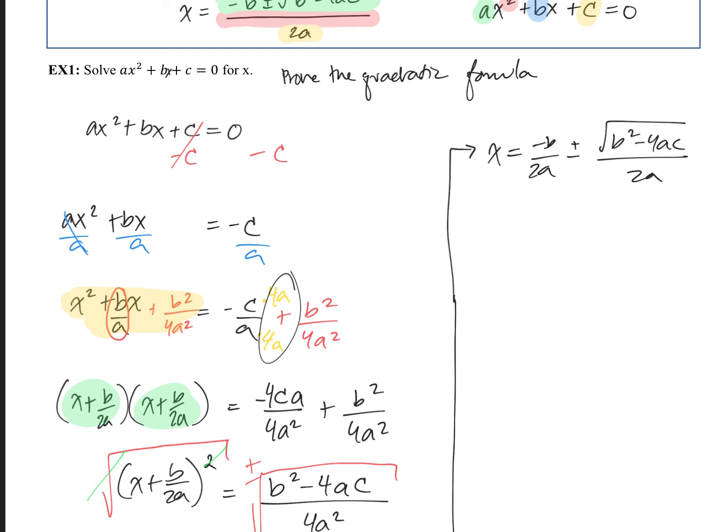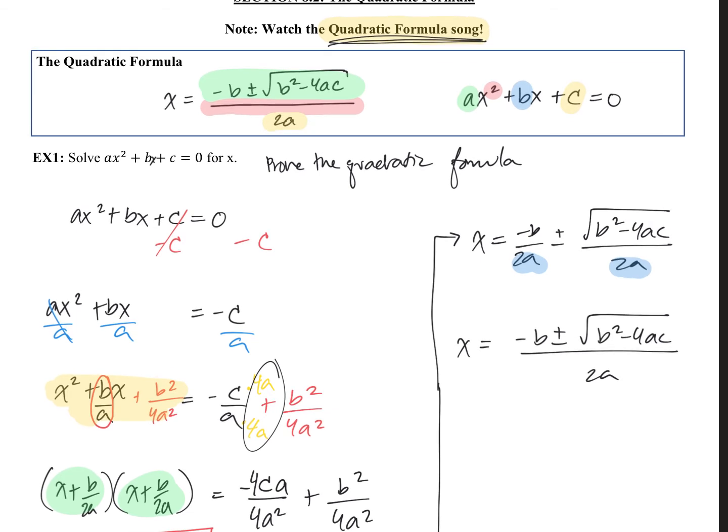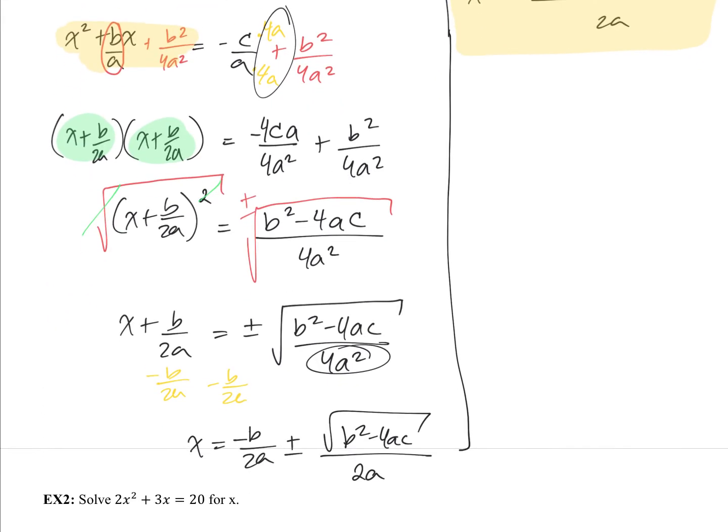And what do you know? These fractions have the same denominators, which means we can add them together. X equals negative b plus or minus the square root of b squared minus 4ac all over 2a. And what do you know? That is the quadratic formula. So now you know it didn't just appear out of thin air. We solved it using one of the methods we learned in the last video, completing the square. And that's where the formula came from. All right, kind of fun.